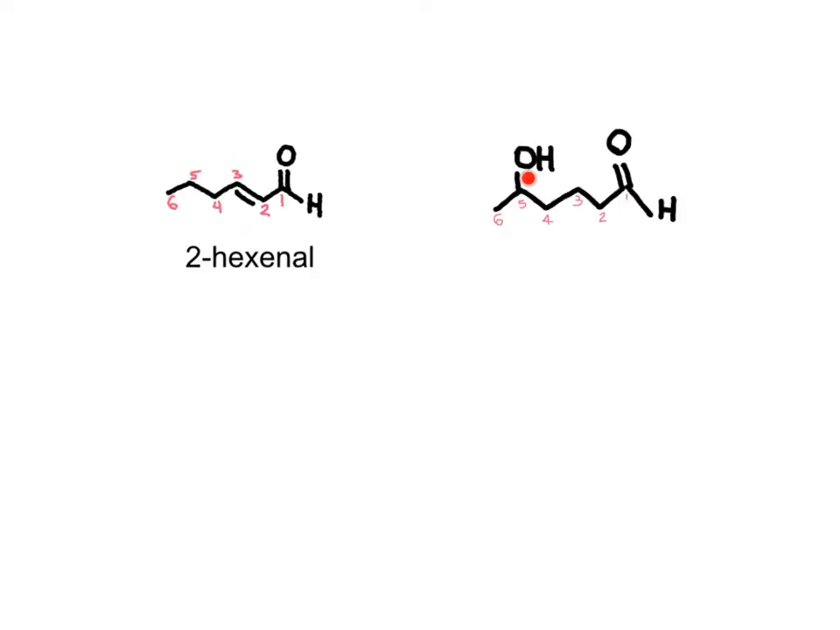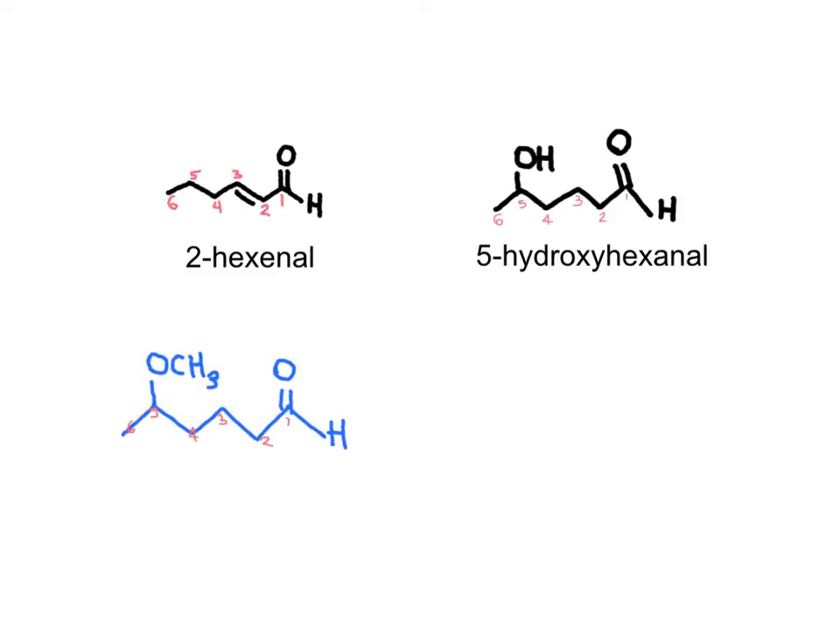The next one is an aldehyde with an alcohol group on carbon number 5. This group will be named as a hydroxy group. The name of this substance is 5-hydroxyhexanal. When a carbonyl and a hydroxyl group are present within the same molecule, the carbonyl will always take the smaller number when labeling the carbons.